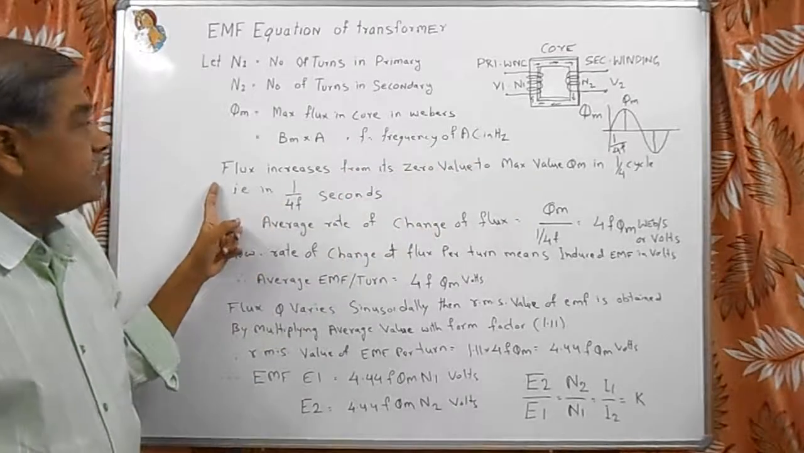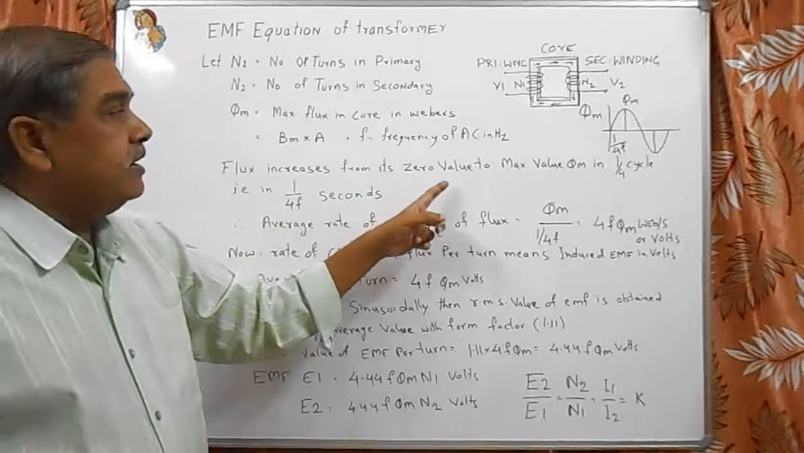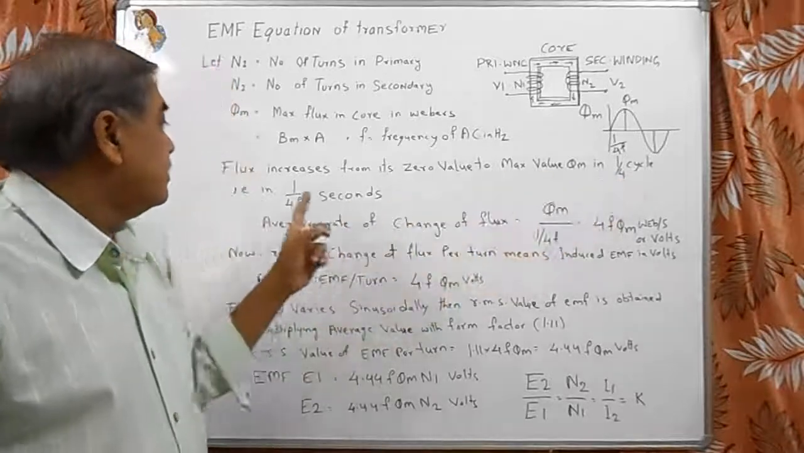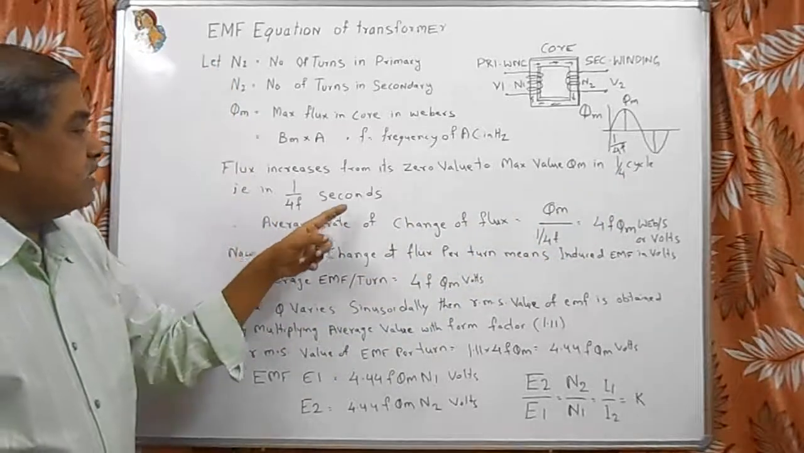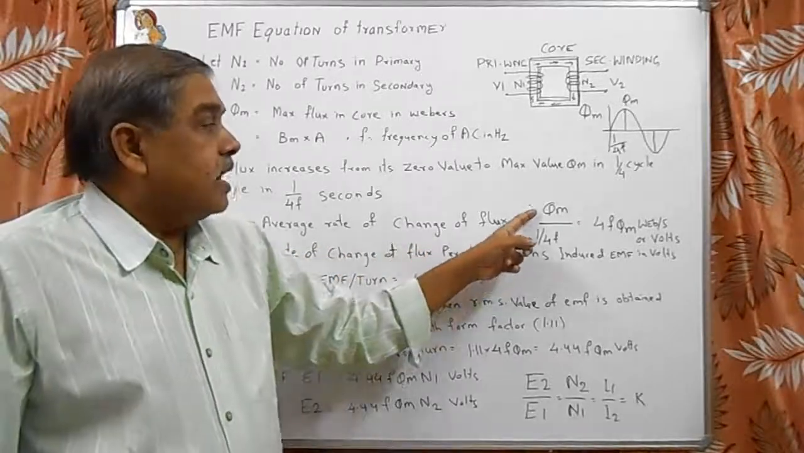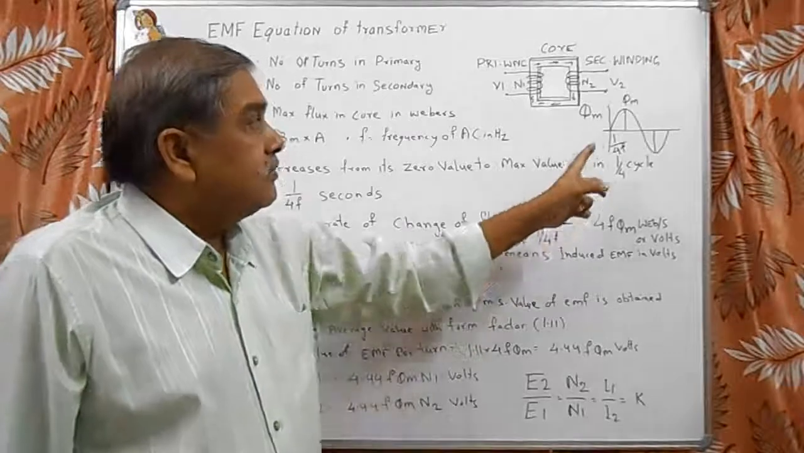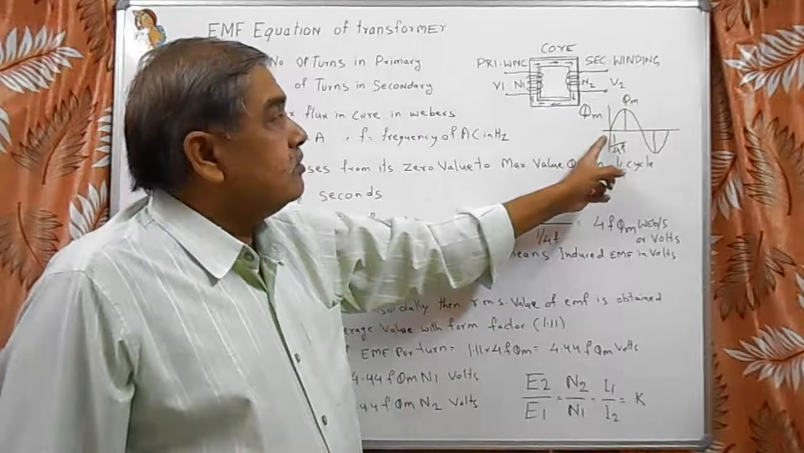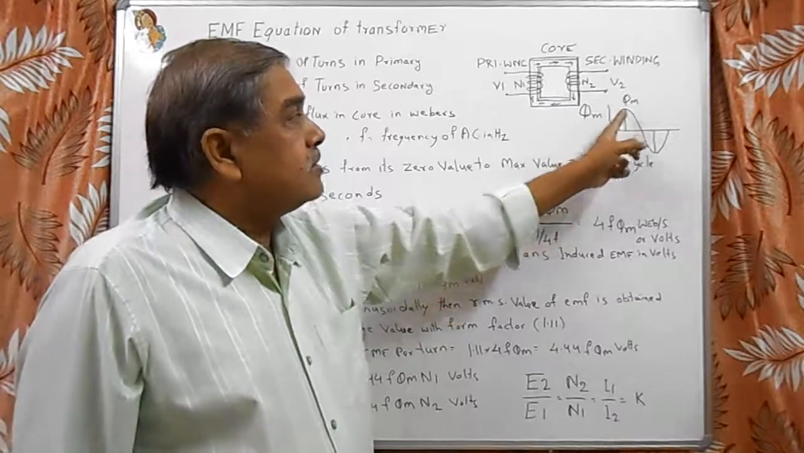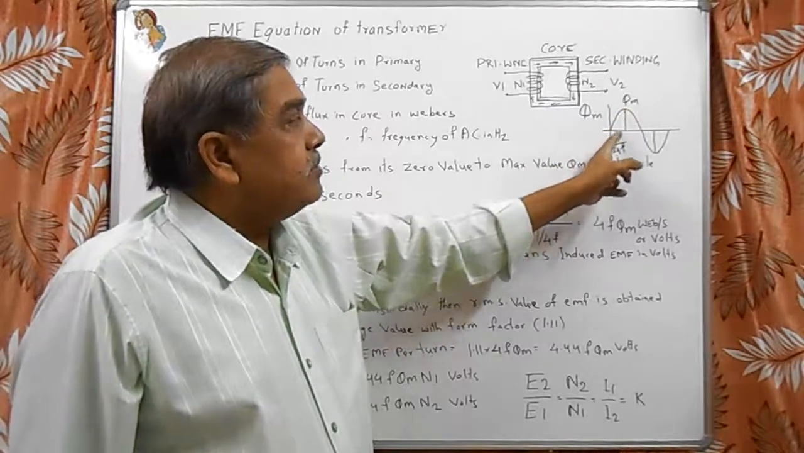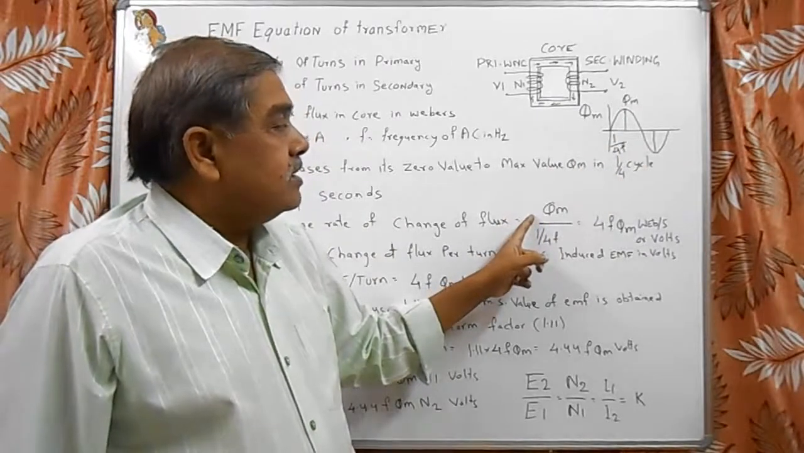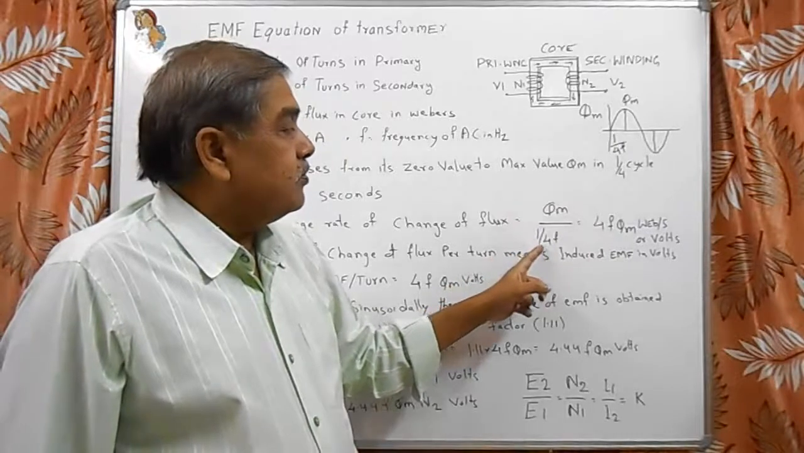Here flux increases from its 0 value to the maximum value, that is phi max, in 1/4 cycle, that is in 1/4f seconds. Therefore the average rate of change of flux is equal to phi max upon 1/4f. Here phi max is this value, it is 0, it is phi max. So for changing the value of flux from 0 to phi max, it takes 1/4f seconds. So phi max is the change in flux and the time is 1/4f.